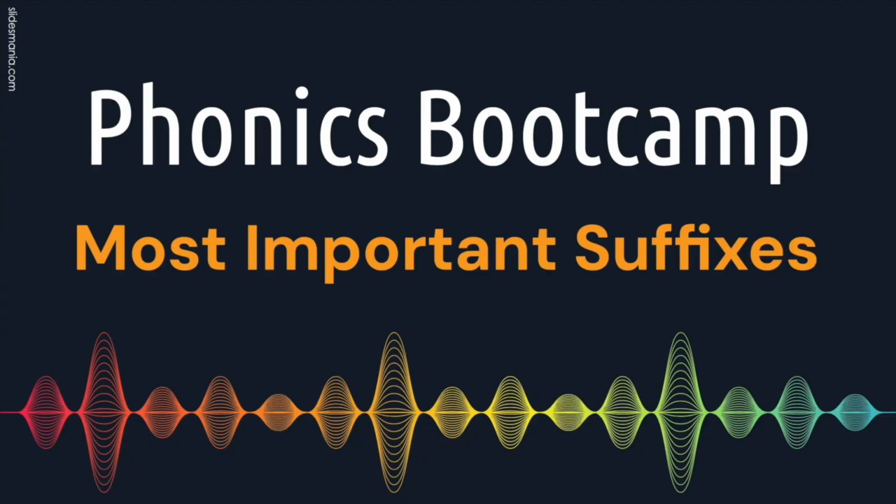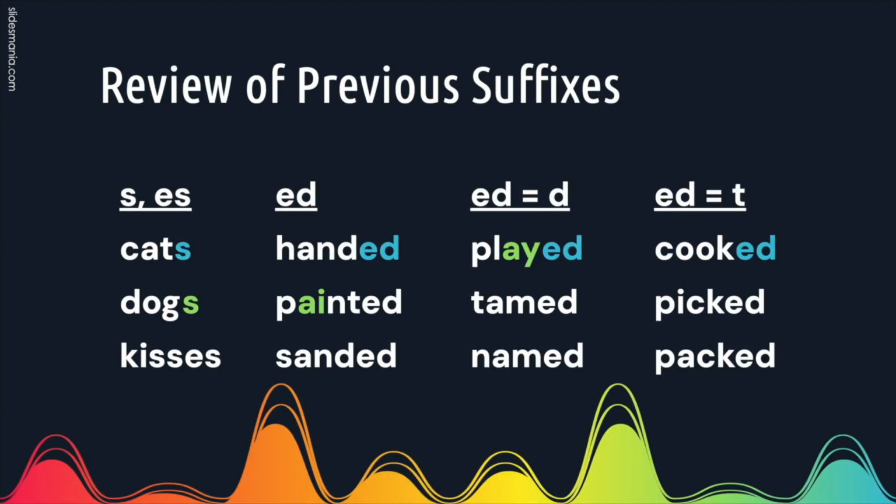We're going to learn about the most important English suffixes. The most basic suffix is simply to add an S or ES to make something plural. S can have two sounds. It can be the sound of S, like in cats, or it can take on the Z sound, like in dogs or kisses. ED can sound like ed, like in handed, AI says A, painted, and sanded.